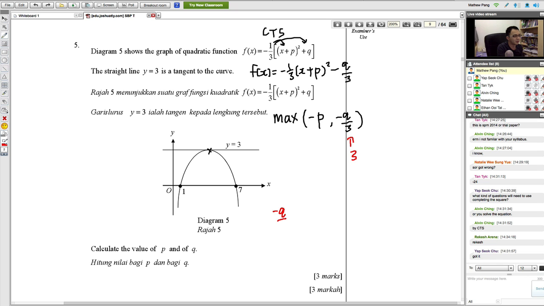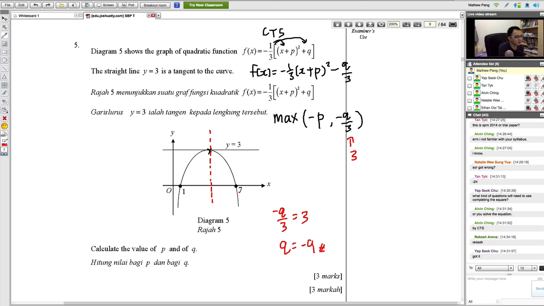Negative q over 3 equals 3, so my q equals negative 9. Alright, just do it like this. And then because of the line of axis of symmetry, you know your maximum value of x always cuts the middle of the x-intercepts. So this is 1 and 7.